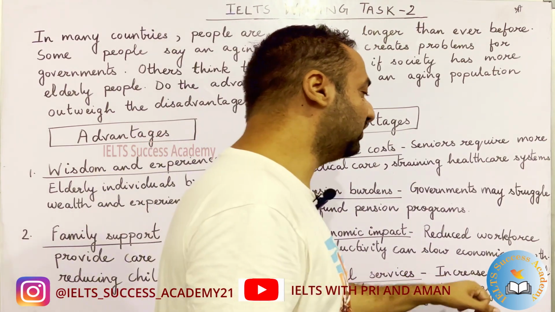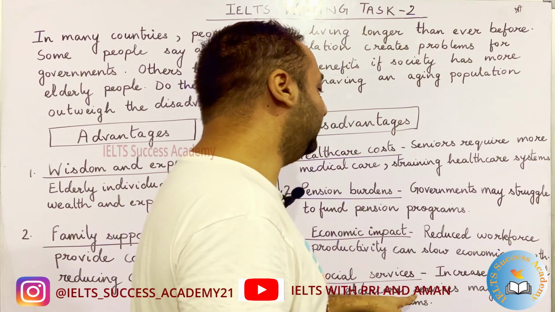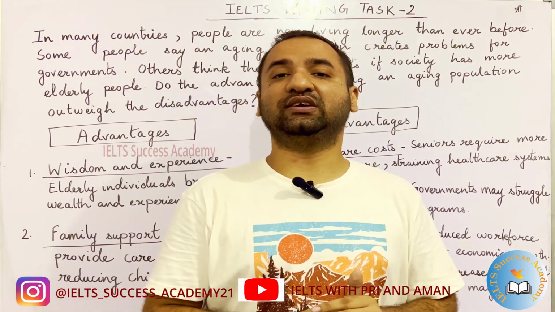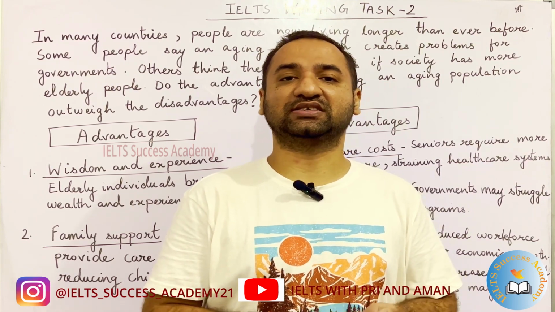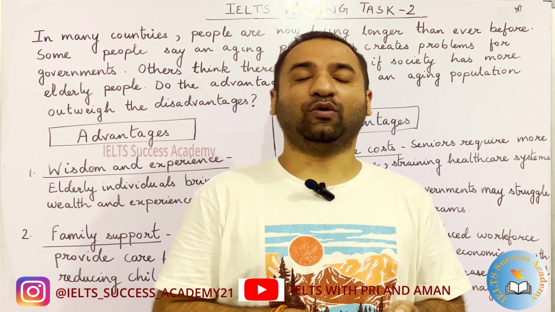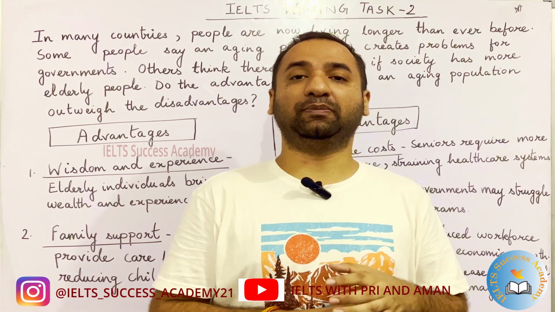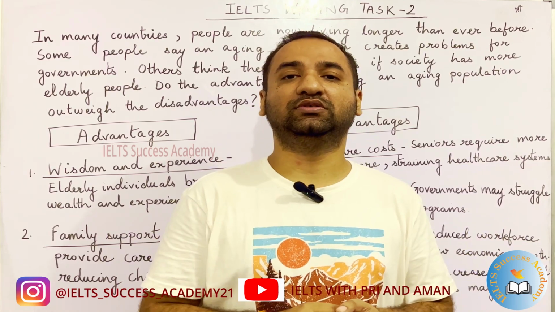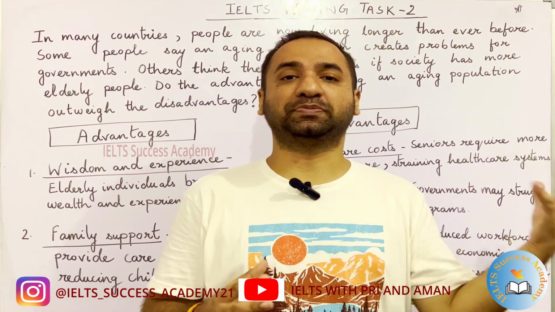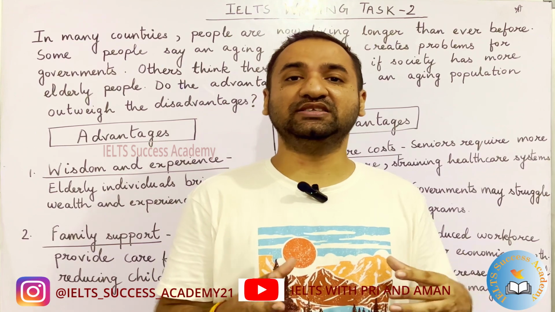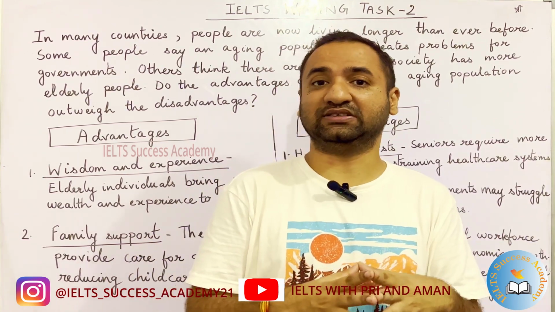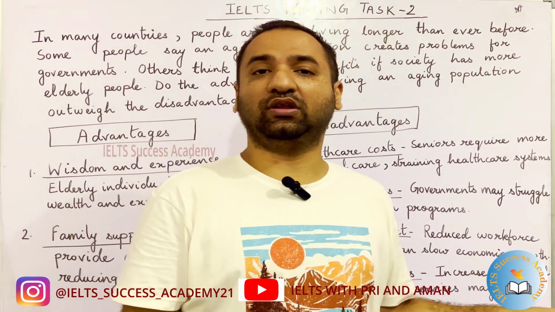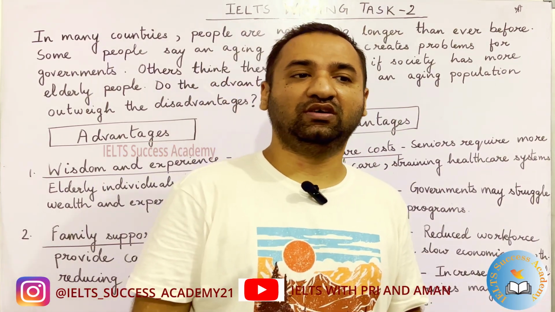Fourth is social services. Increased demand for elder care services may strain social programs. Certain countries have free healthcare, such as Canada and Italy. Now, what happens is that elderly people, because they get sick a lot, may require hospital services more, and that strains the hospital department, that strains the medical department, and causes a burden on social services.